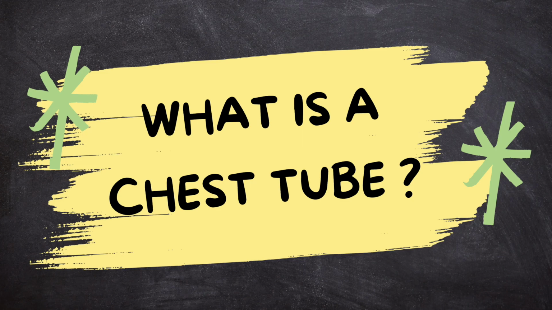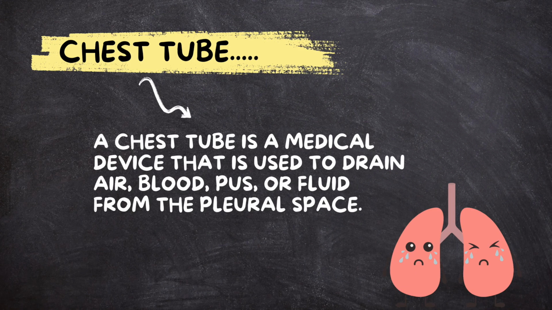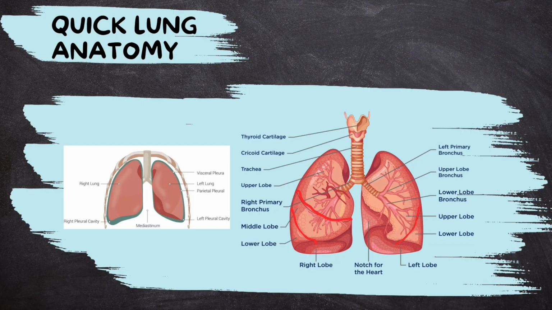So let's first ask, what is a chest tube? A chest tube is no more than a tube, exactly like it says, and it's a medical device used to drain air, blood, pus, or any fluid that may be in the pleural space. So chest tube sounds easy, but then you say, well, what's the pleural space? I'm not really sure what that is. So let's look at an anatomy diagram here.